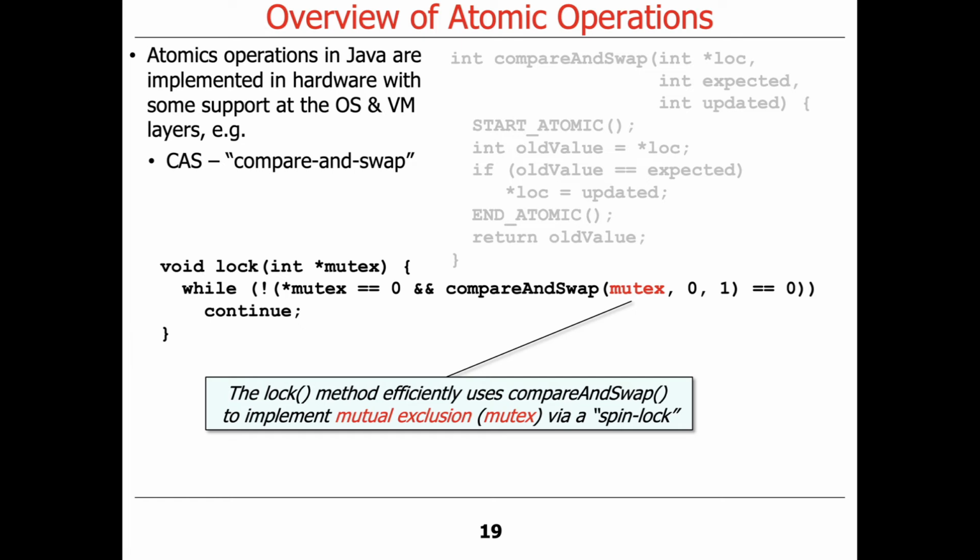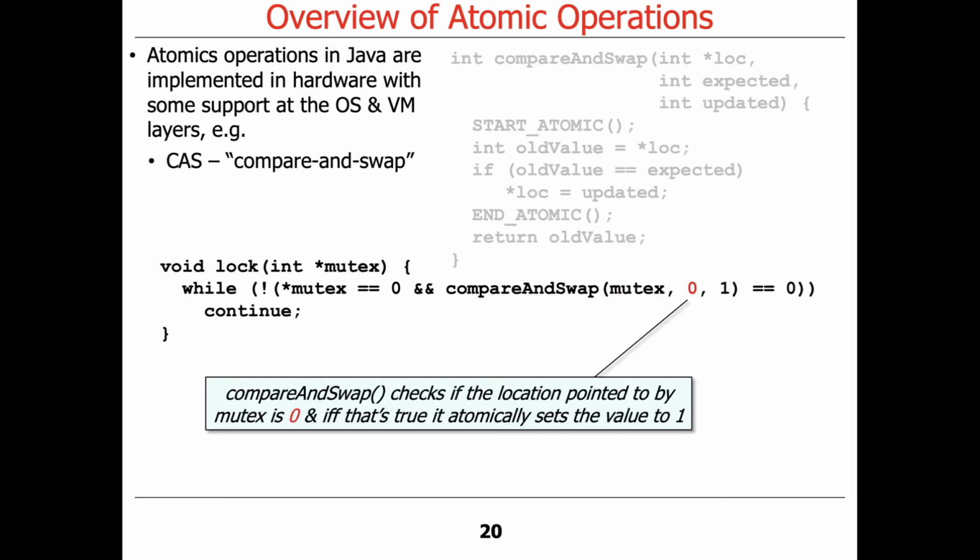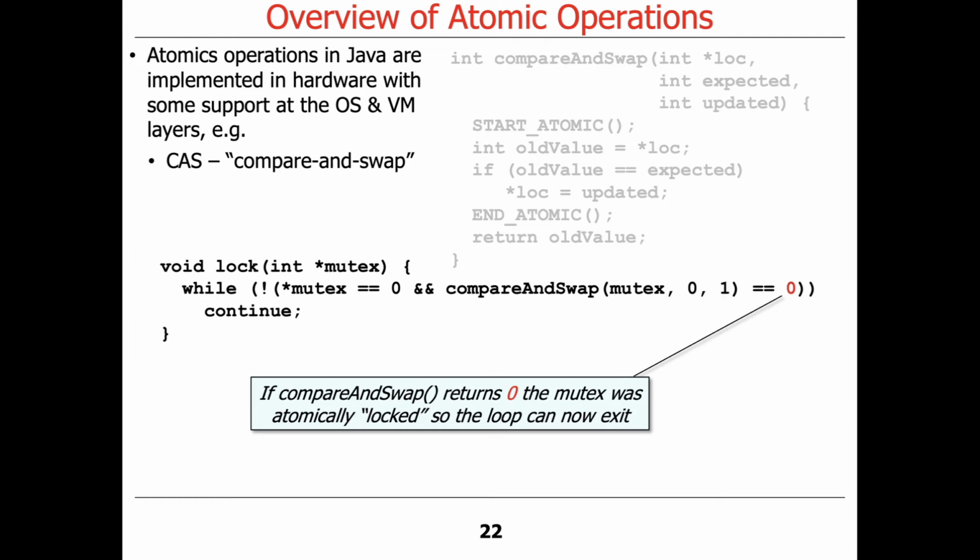So this mutex is just pointing to that memory location, and we check to see if the value is 0, and if it is 0 it means it's available, then we atomically set it to 1, and we return the old value. Okay. So if compare and swap returns 0, the mutex was atomically locked, so the loop can now exit. So now we can bail out of this thing.